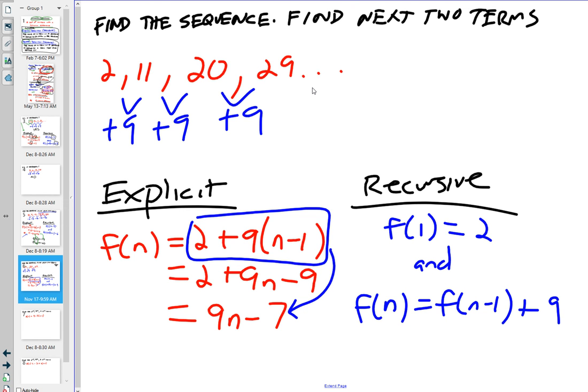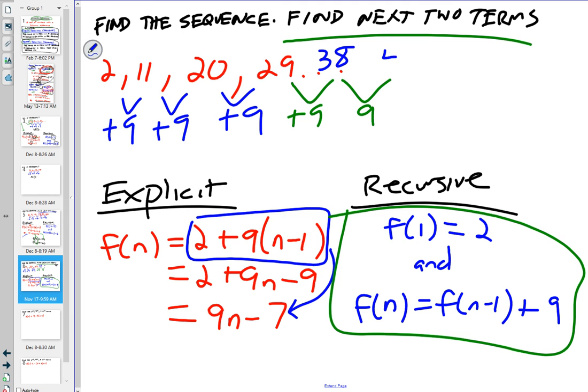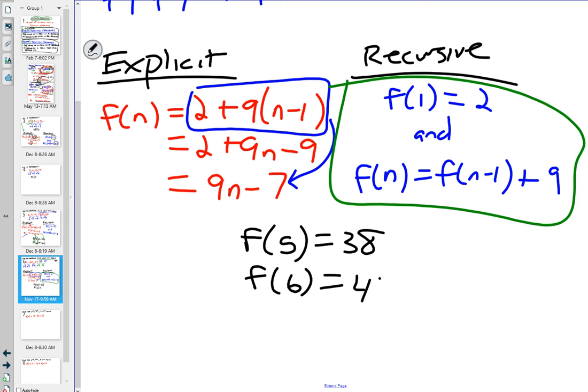Which in this case is probably the more handy thing, because what this tells me in that language is that if I wanted to find anything else, like these next two, I would just add 9 and add 9 to the one that came before it, which would give me 38 and 47. So I would state that f at 5 is 38 and f at 6 is 47. But just to show you that the explicit still works, Mary, 9 times 5 is?